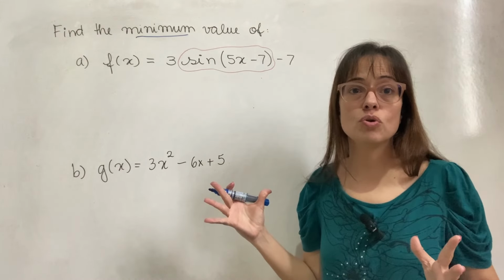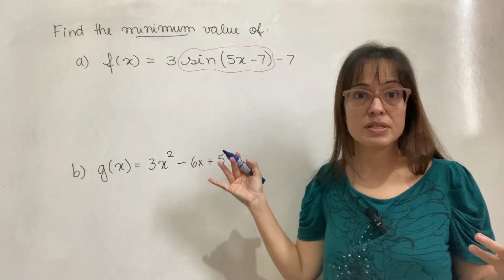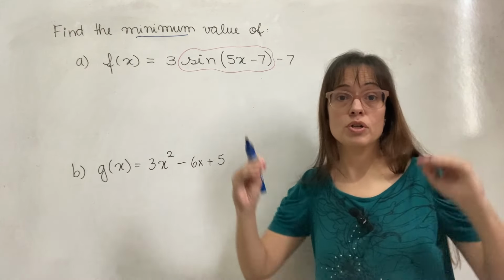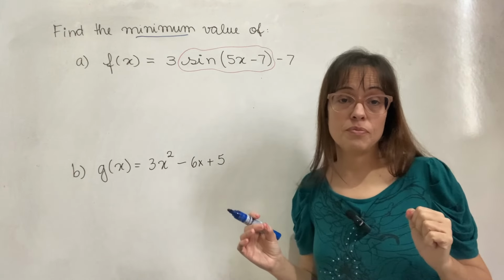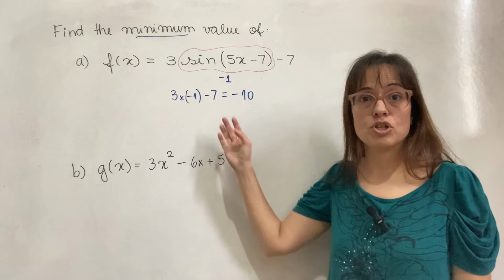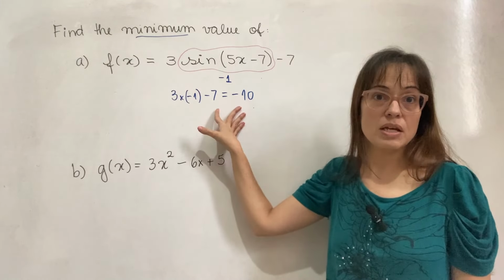All that you need to know here is that sine of whatever it is, 5x minus 7, still the sine function goes from minus 1 to 1. So the minimum value is minus 1. So in this case, the answer to the question, find the minimum value of this function, is just negative 10.